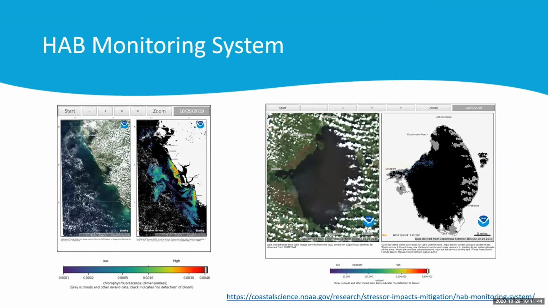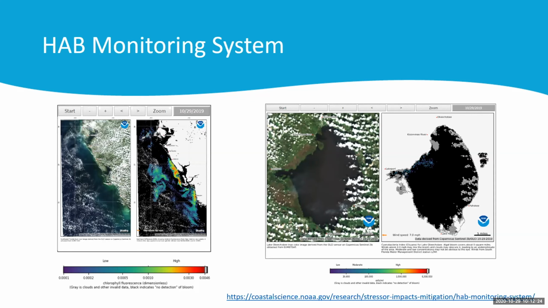So here's just a look at some of those products. These are satellite images of ocean color, and next to it is the true color imagery. And so what NCCOS does is they use ocean color to detect harmful algal blooms. So they're looking for a chlorophyll signature in the water, and then based on the chlorophyll signature, they can associate colors with that to come up with a scale of intensity.